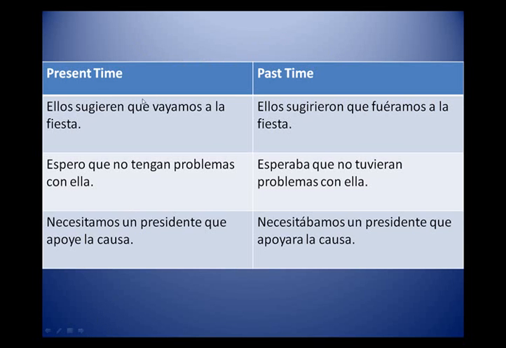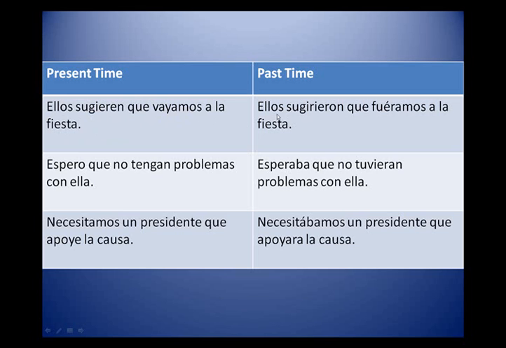Here's some examples. Here's the present subjunctive. Ellos sugieren, they suggest, que vayamos a la fiesta. They suggest that we go to the party. And vayamos is in the subjunctive. And sugieren is in the present tense, so we put vayamos in the present subjunctive.